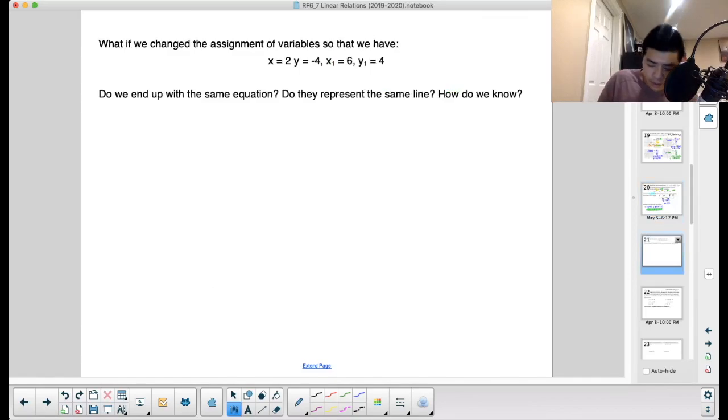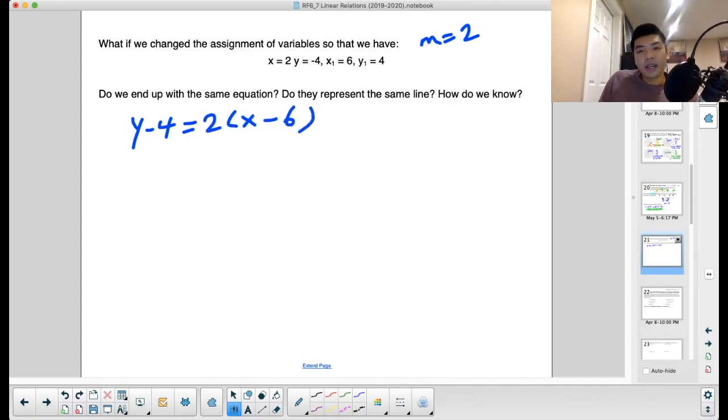So now in this case, we've got y minus 4 is equal to, and we're still going to say that m is equal to 2. And we're going to have, sorry, y minus 4 is equal to 2 times x minus 6.